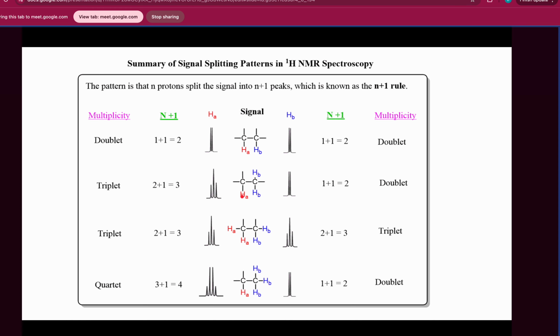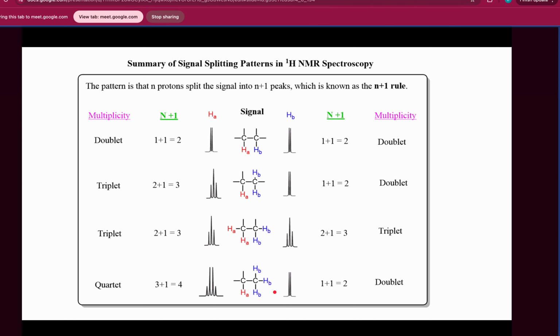In this example, HA is linked to a carbon which has two protons, so it will split into 2 plus 1, which means three peaks we will observe, and it is known as a triplet. Whereas if we talk about HB, it is attached to a carbon having only a single proton. So there is only a single proton which can couple with this HB. So n plus 1 will be 2, so there will be two peaks, that is a doublet.